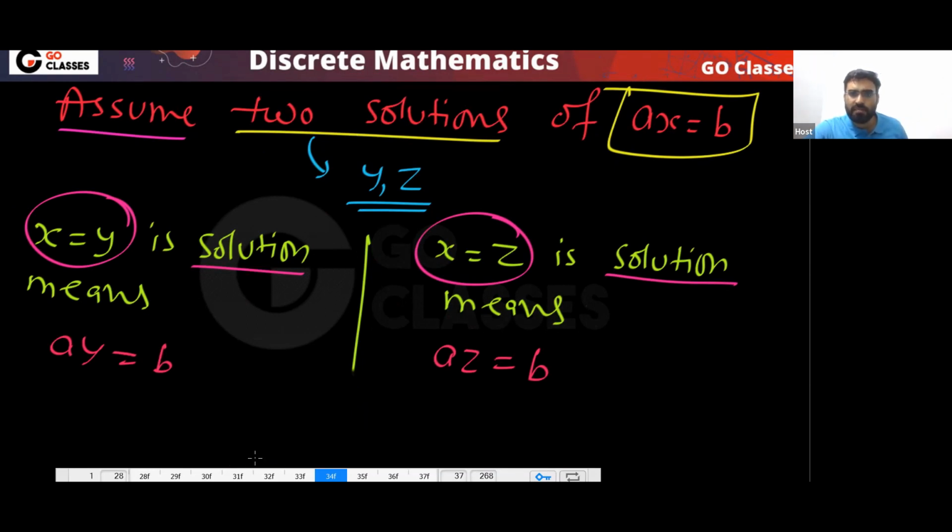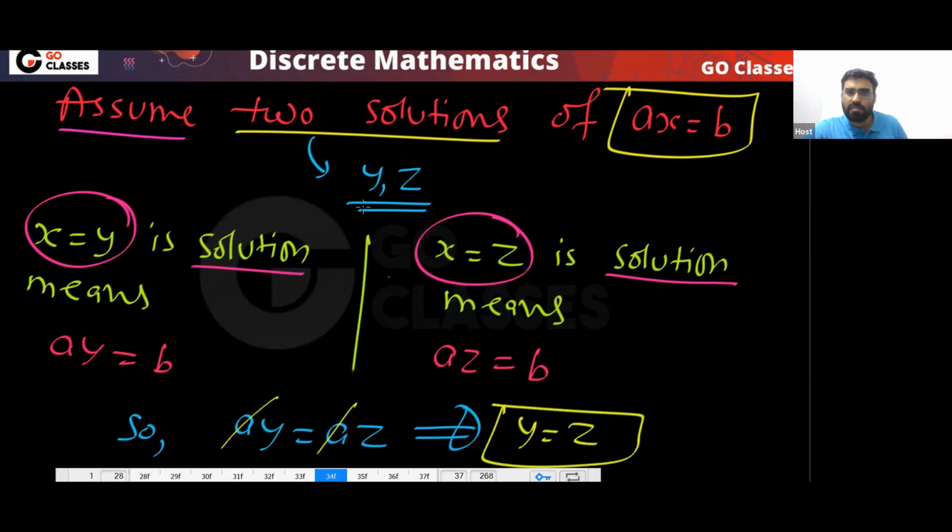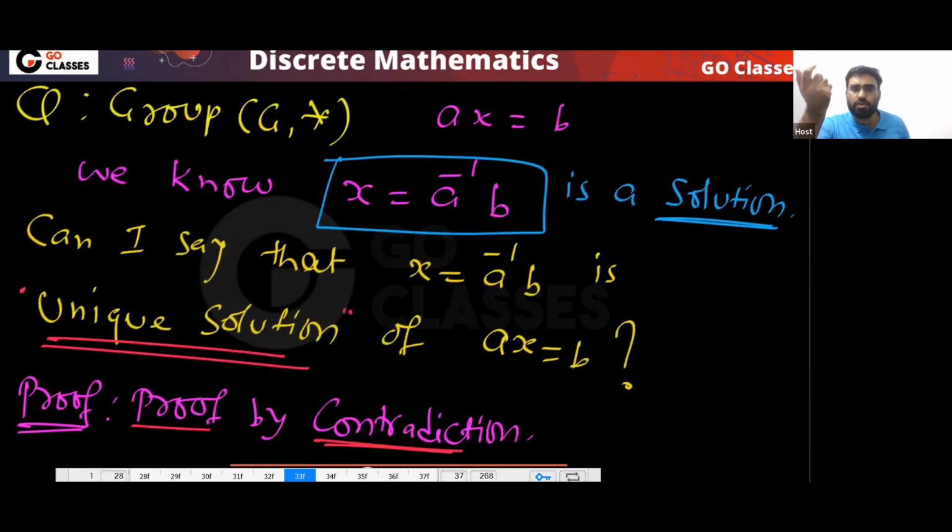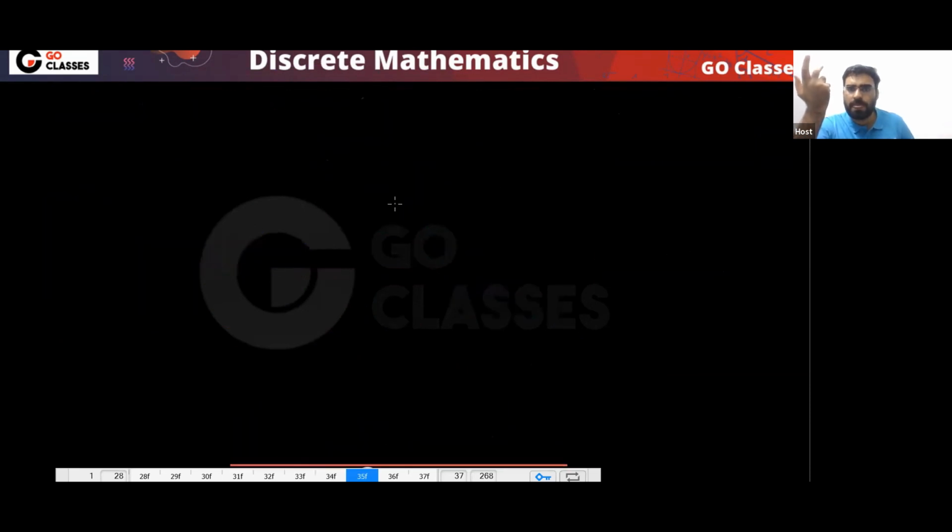Now what can I say? Both are b. So I can say that ay equal to az, and you can do the left cancellation. So y equal to z. So the two solutions are the same. That's it. Yes or no? This is the proof. Basically, if you assume that there are two solutions, then they will be the same. It means the solution is unique. This is your proof. Very simple.